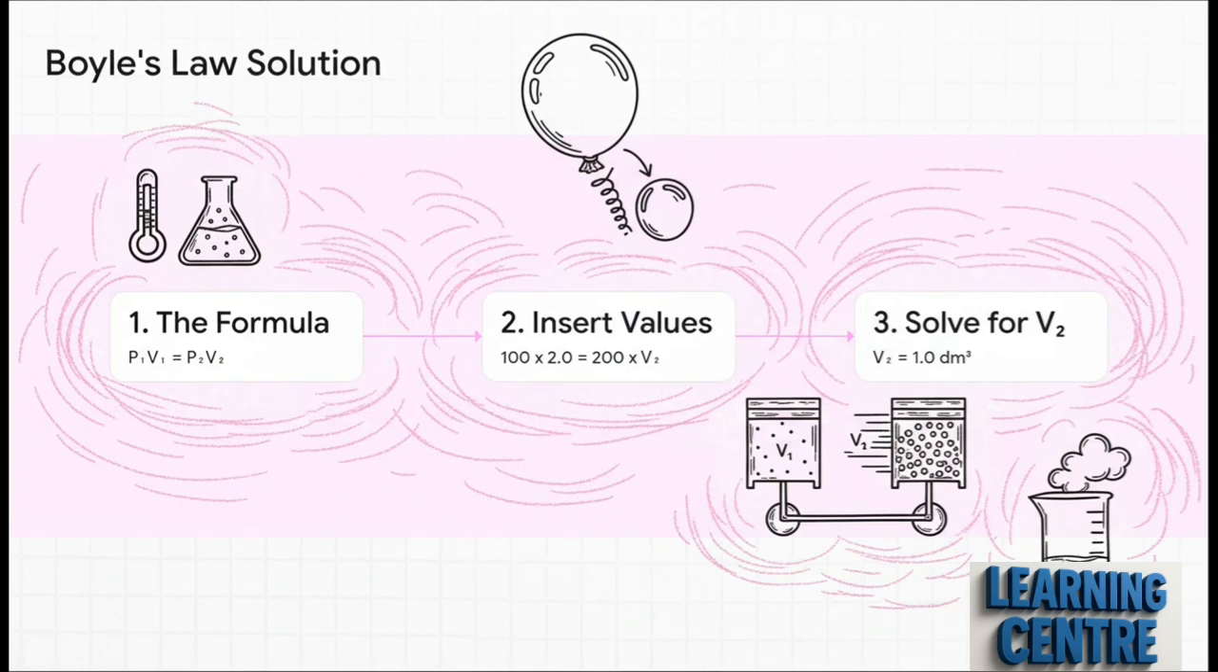Let's look at the math, which is actually super straightforward. The formula is just P1V1 equals P2V2. So the pressure and volume you start with, multiplied together, has to equal the pressure and volume you end up with. You plug in the numbers we have, 100 times 2 equals 200 times what? And yep, you solve for that new volume and you get exactly 1.0 cubic decimeter. It works perfectly. We doubled the pressure and the volume got cut in half.